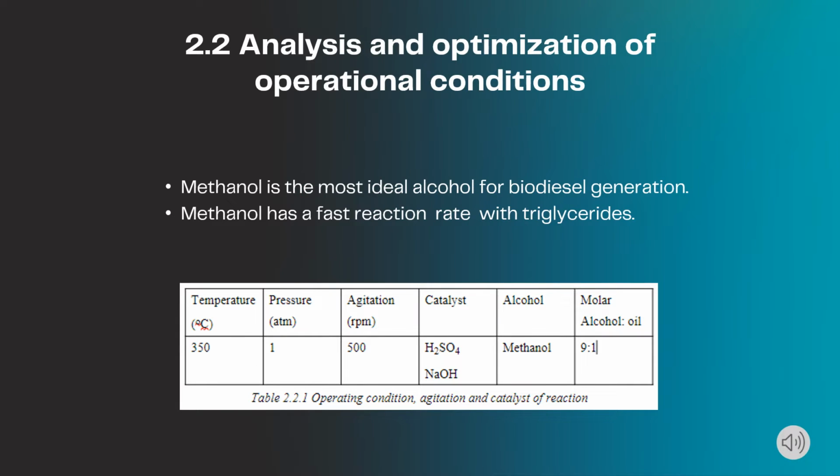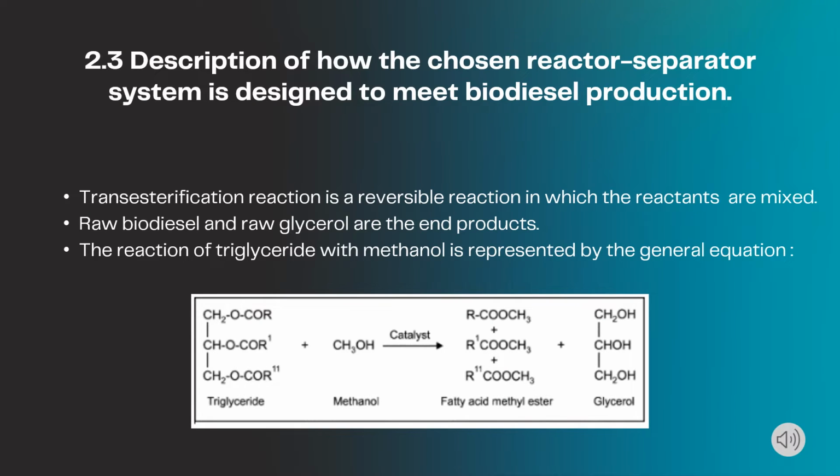2.2 is the analysis and optimization of operational conditions, where methanol is the most ideal alcohol for biodiesel generation, and methanol has a fast reaction rate with a triglyceride. So next is the description of how the chosen reactor separator system is designed to meet biodiesel production. The transesterification reaction is a reversible reaction in which the reactants are mixed. Raw biodiesel and raw glycerol are the end products. The reaction of the triglyceride with methanol is represented by the general equation.